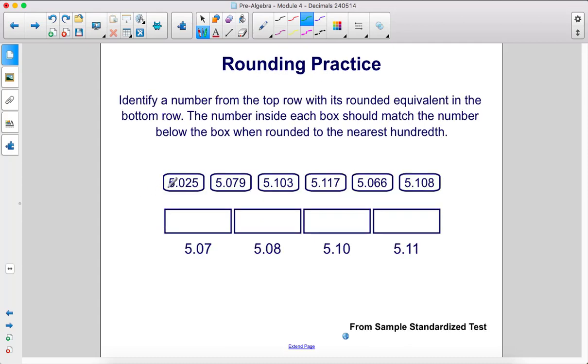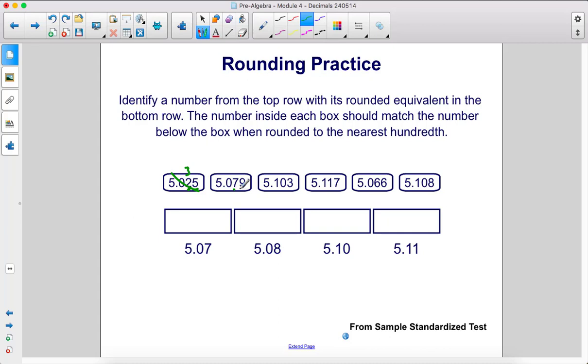Identify a number from the top row with its rounded equivalent in the bottom row. The number inside each box should match the number below the box when rounded to the nearest hundredth. Okay, so this number rounded to the nearest hundredth, well, that's the hundredth, and here's the number we look at. This will round up to 5.03, which is not an option, so we're not going to use it.